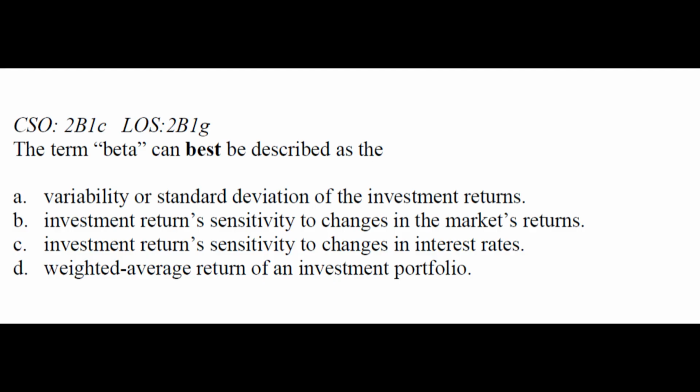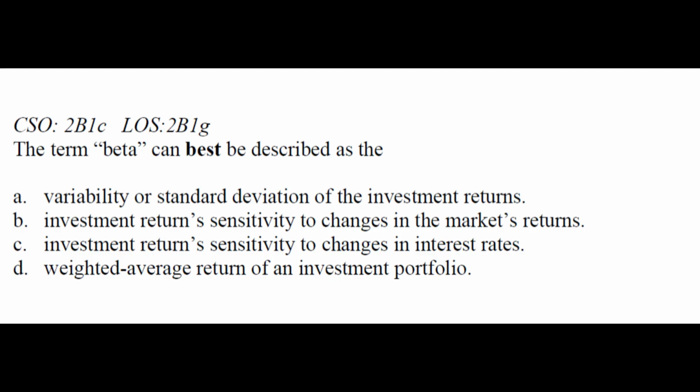A beta of 1.0 indicates that the investment tends to move in line with the market. A beta greater than 1.0 implies the investment is more volatile than the market, while a beta less than 1.0 indicates lower sensitivity to market movements. A negative beta suggests the investment tends to move in the opposite direction of the market. Students should distinguish beta from standard deviation, which measures total volatility, including both systematic and unsystematic risk. Beta focuses only on the portion of risk that cannot be eliminated through diversification.